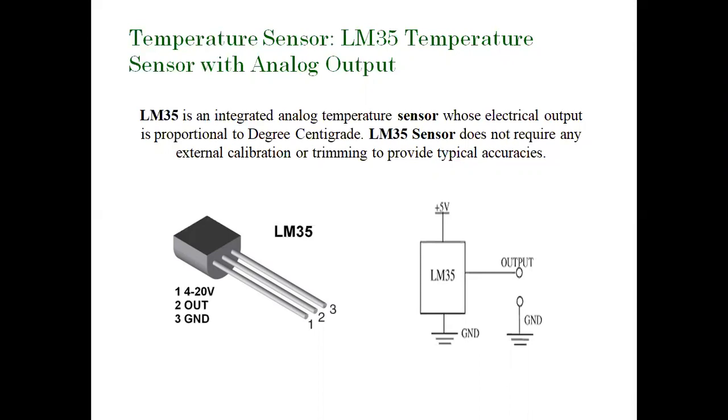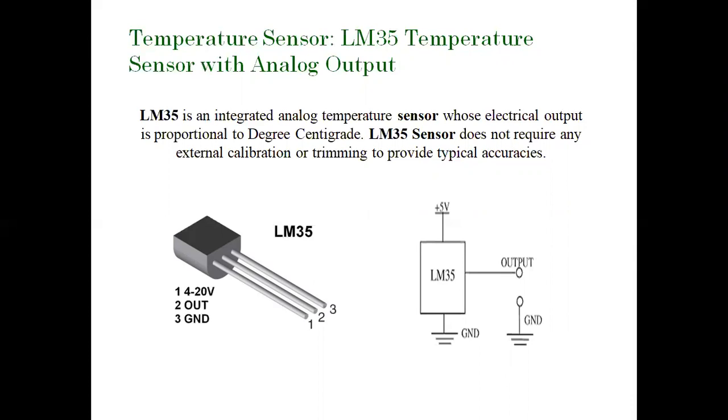So this is one IC that is very popularly used. It's a temperature sensor in which, when it is subjected to any change in temperature, the electrical signal that it gives as an output is directly proportional to the degrees Celsius. So directly, the voltage that it is giving you is proportional to the temperature that it is measuring. You can see it's a 3-pin device. On one pin you give the input, 4 to 20 volts.